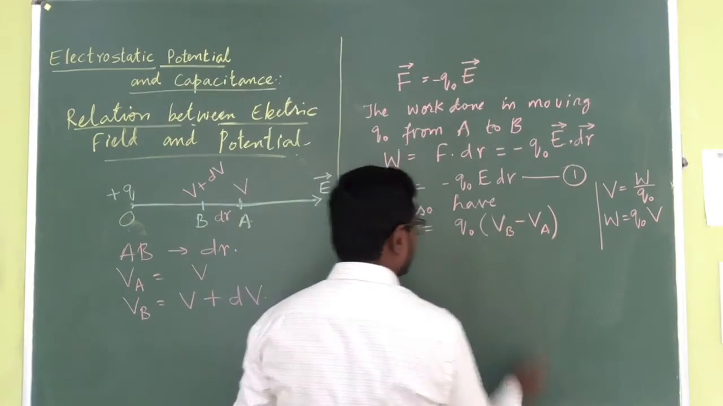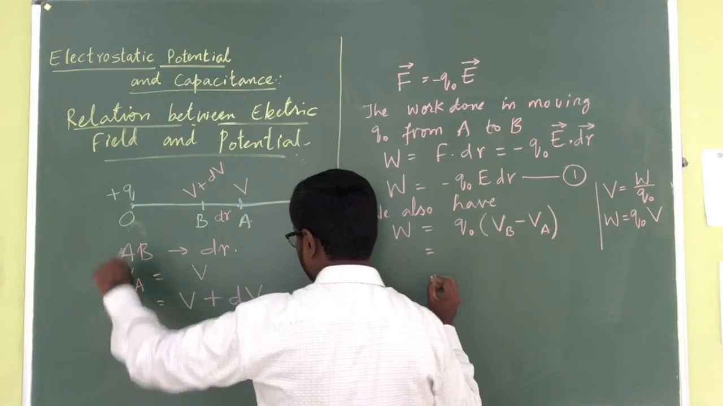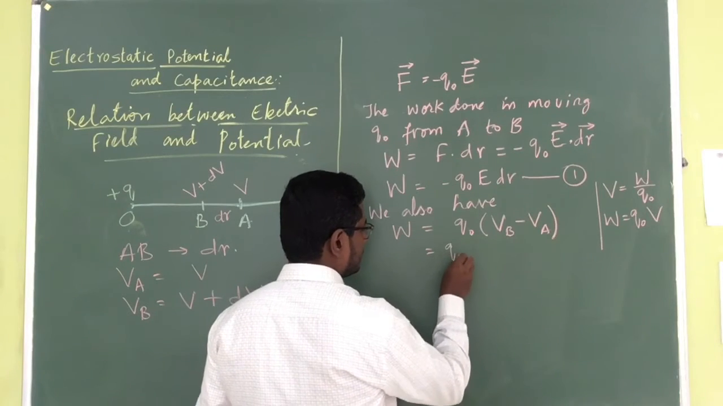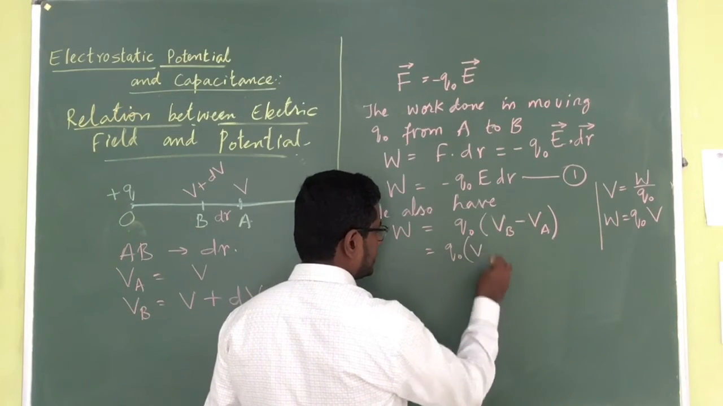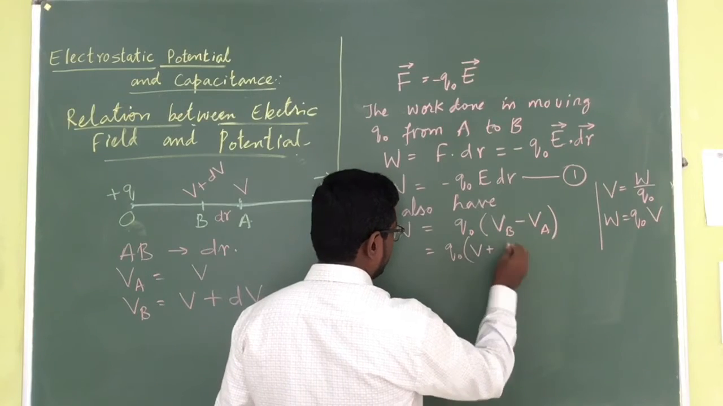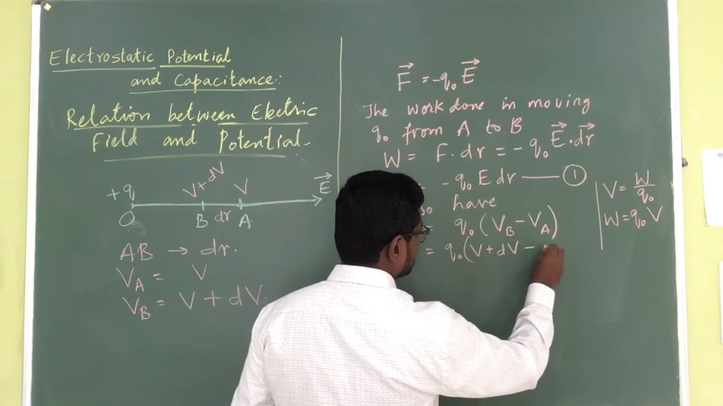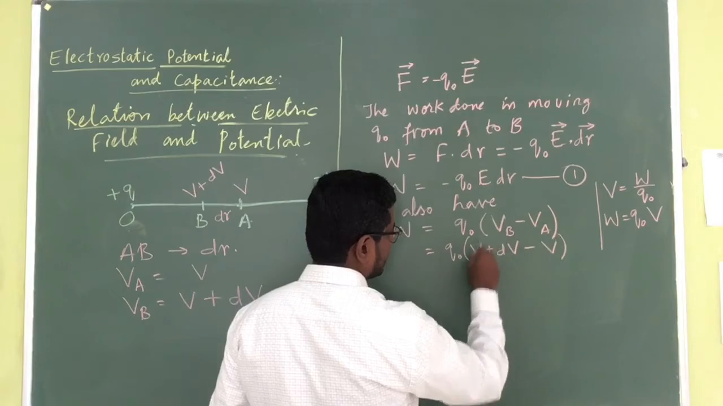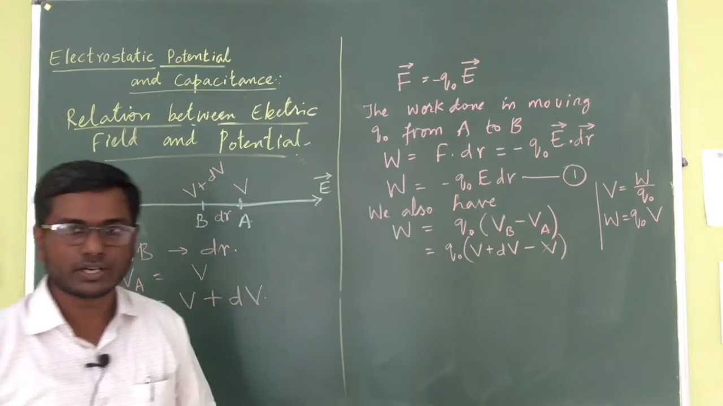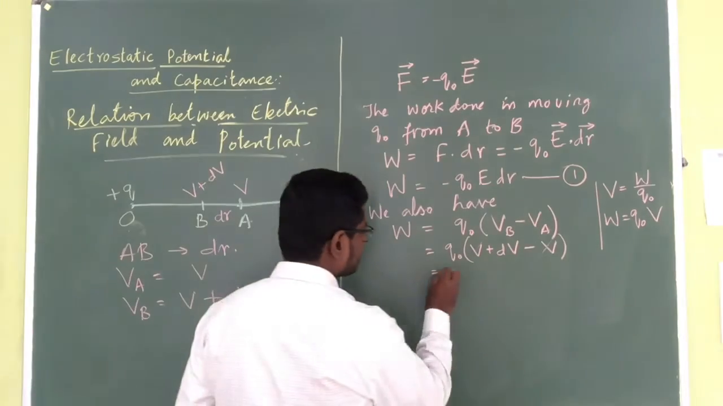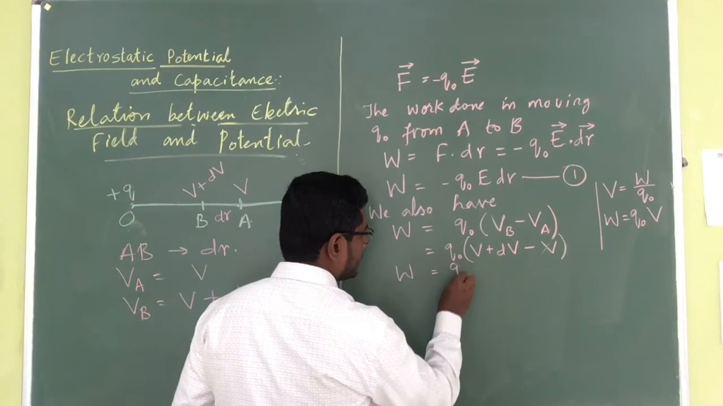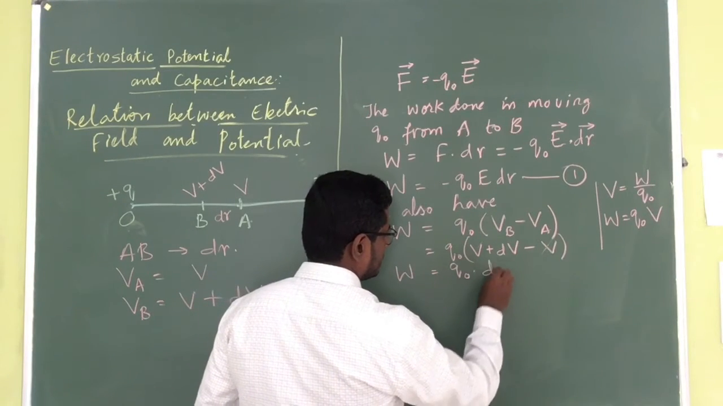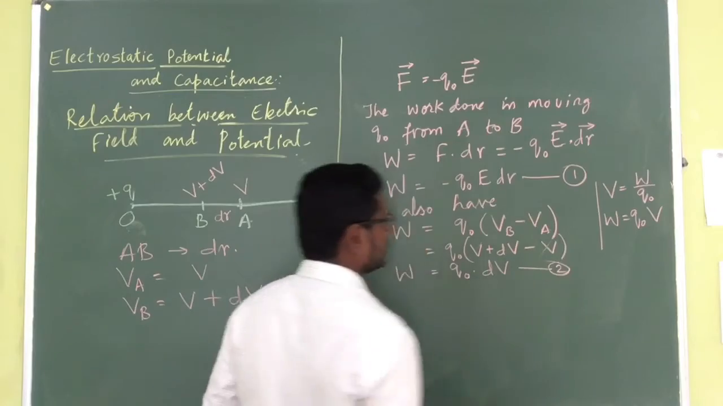Now I can substitute the values of VB and VA which are available here. So Q naught into, what is VB? It is V plus dV, minus V. From this, the V is gone. What is left is only dV. So W is equal to Q naught into dV. This I can call equation number 2.